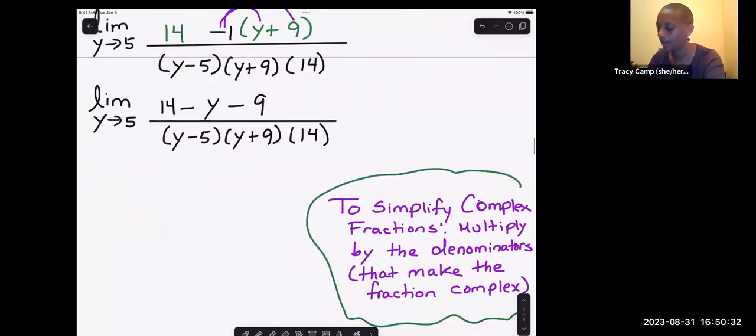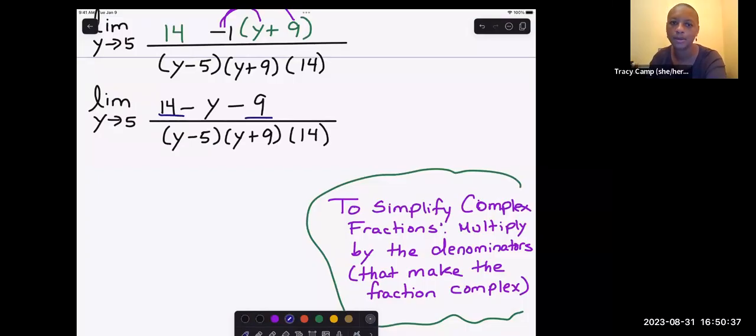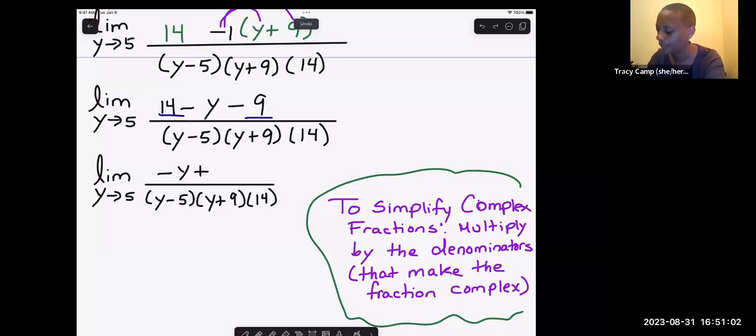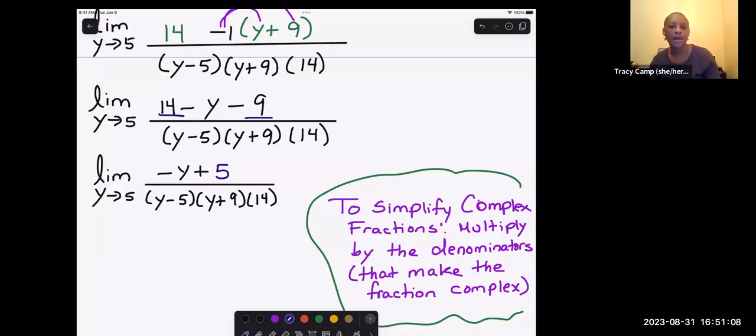And from here, I notice I have some like terms, 14 minus 9. So I'm going to go ahead and combine those. So limit as y approaches 5 of y minus 5. I'm just putting my denominator there because I know I'm not doing anything to it just yet. And in my numerator, I have negative y, and then 14 minus 9 is a positive 5, right? So I have negative y plus 5.